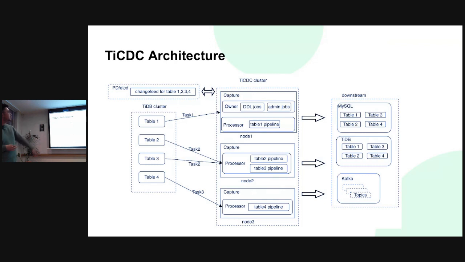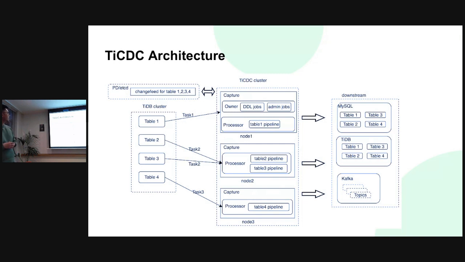I'm not a TiCDC expert, but this is an oversimplified version of the TiCDC architecture. You have a cluster of nodes in the TiCDC cluster, and each node runs a capture process. There's one capture which is the leader, and the leader takes the job of doing some centralized operations. For example, when you create a change feed, which is kind of like a command saying I want to replicate this table into Kafka, the leader splits the tables into tasks and assigns the tasks across the nodes in the cluster. Then data flows from TiDB to Kafka.